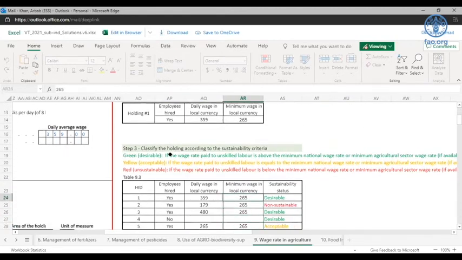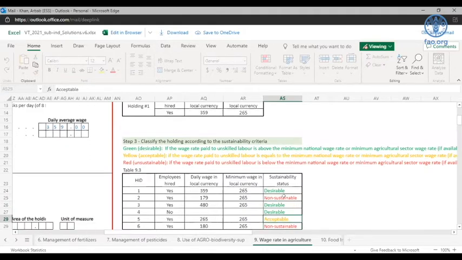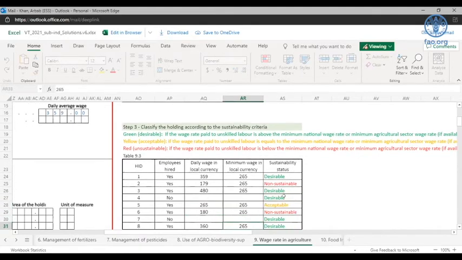265. And then we compare the average daily wage rate with the national minimum wage rate to see whether it's equal to, above or below that. So in this case, it's above the national minimum wage rate and hence it is desirable. If it is below the national minimum wage rate, then it's unsustainable. And if it is equal to the national minimum wage rate, then it is acceptable.